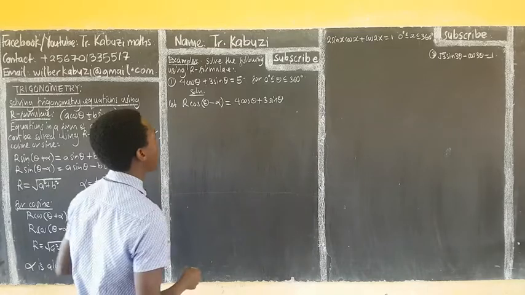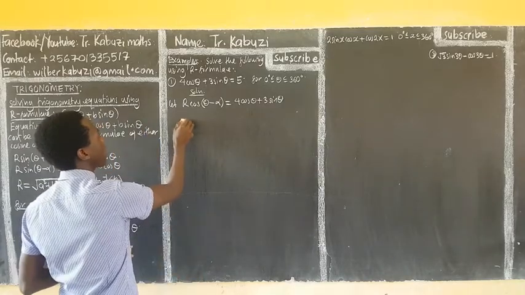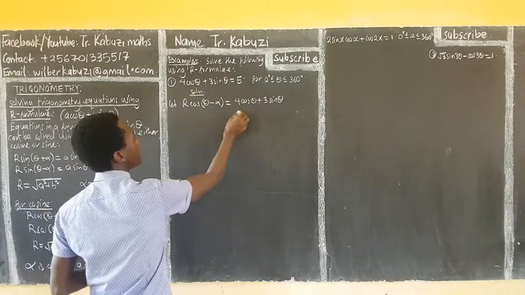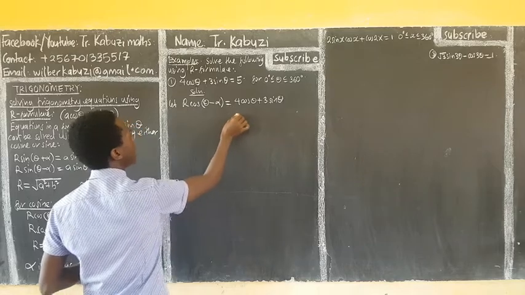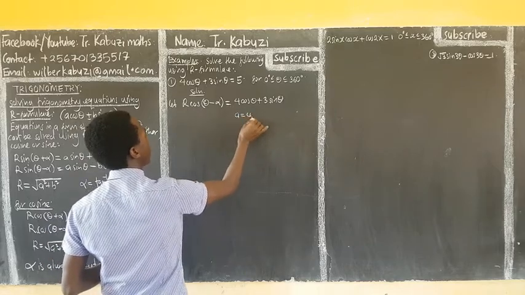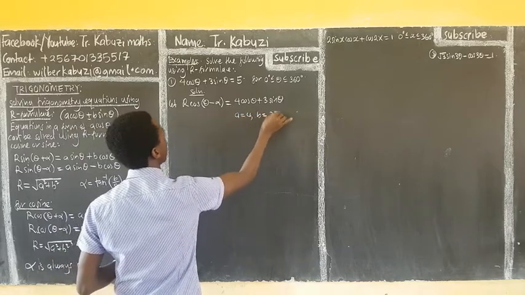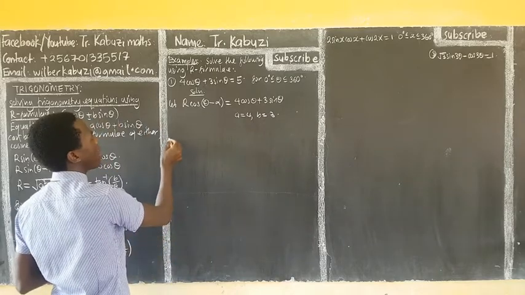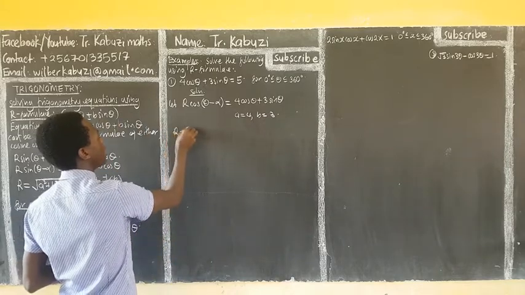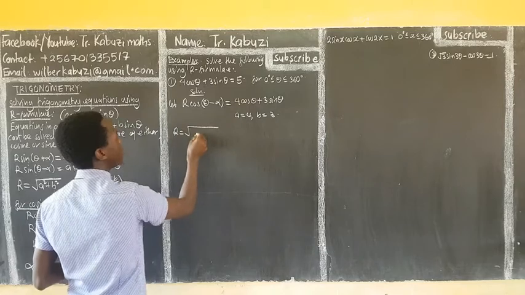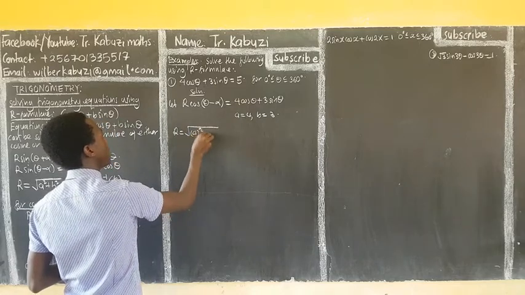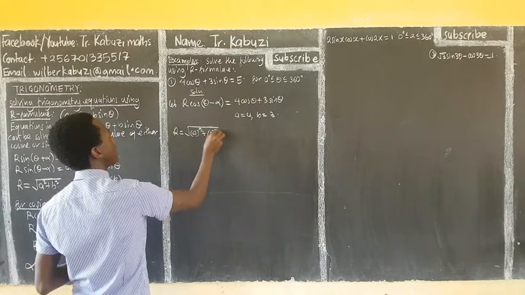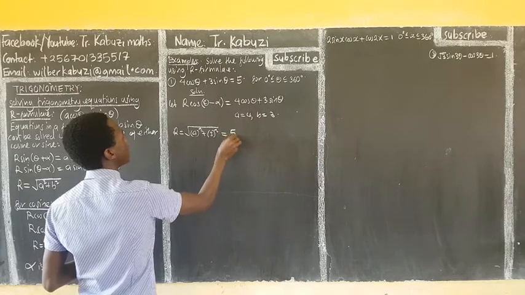Now let us get our R. After using this, we can get our R from here. So from here, if I compare, my A is going to be 4, then my B is going to be 3. So now I can easily get my R. My R will be the square root of 4 squared plus 3 squared, and this will give us 5.